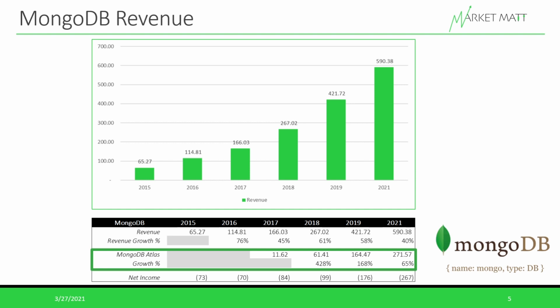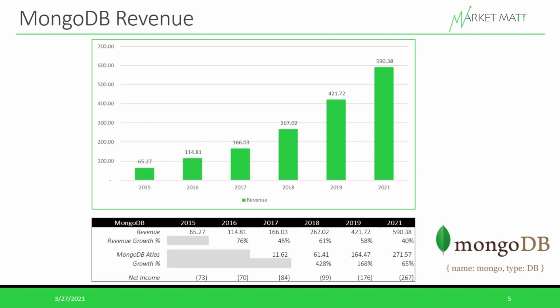So in just 4 years, you can see that in 2017, MongoDB Atlas's revenue was just $11 million, while its total revenue was $166 million. So that's under 10%. And now in 2021, MongoDB Atlas looks to be around 50% of MongoDB's revenue. So this is very promising, this is going to be its driver for growth in the future. And I think this is going to continue to grow at impressive rates.